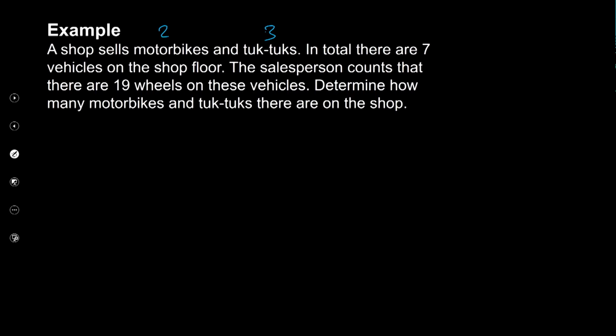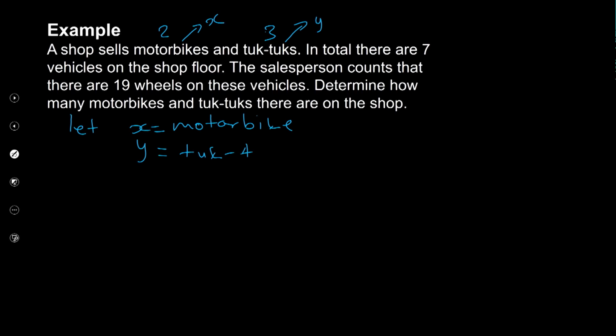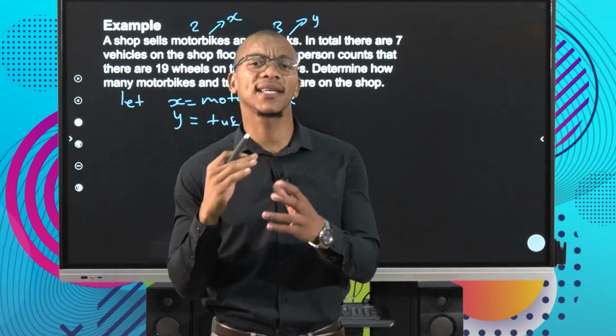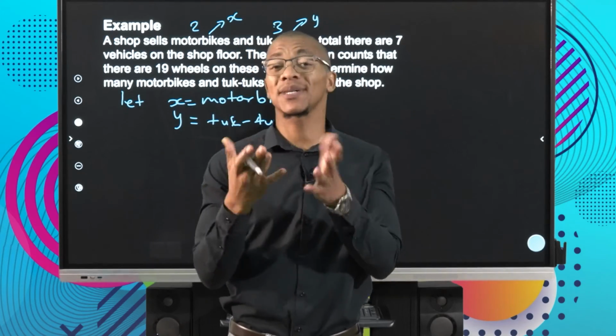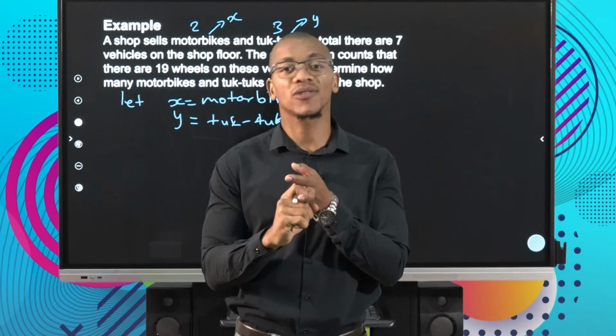Motorbike has 2. So I'm going to let the motorbike be X, and I'm going to let the tuk-tuk be Y. So I will quickly say, let X equal the motorbikes, right? And then let Y equal the tuk-tuks. Now, I know that with the previous ones, you don't necessarily need to say let this be the case, let this be the case. But here now you are dealing with 2 different variables that you do not know.